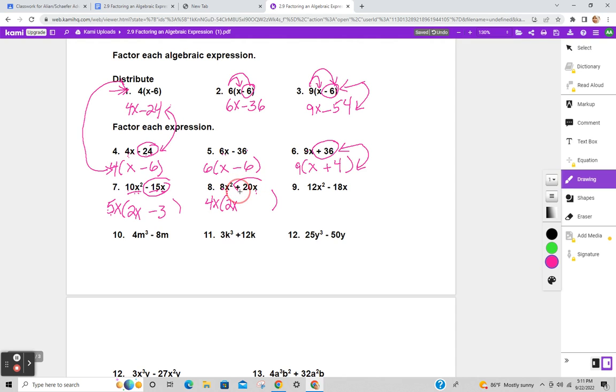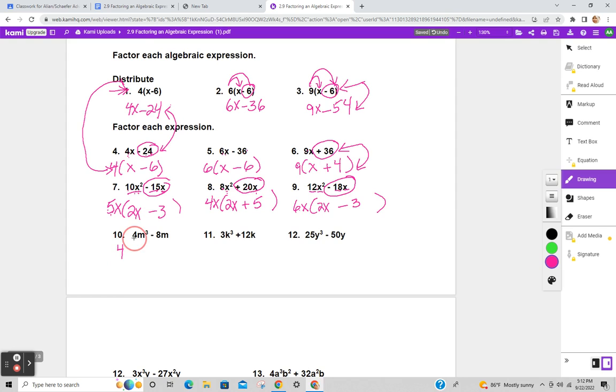4x times what will give us plus 20x? Well, that just has to be plus 5. 4x times 5 will give us 20x back. All right, so we're going to factor out a 6 here because it's a common factor for 12 and 18. And then x is our common factor for x and x squared. So 6x times 2 will give us 12, and x times x will give us x squared. 6x times what will give us minus 18x? Well, that's going to be minus 3.